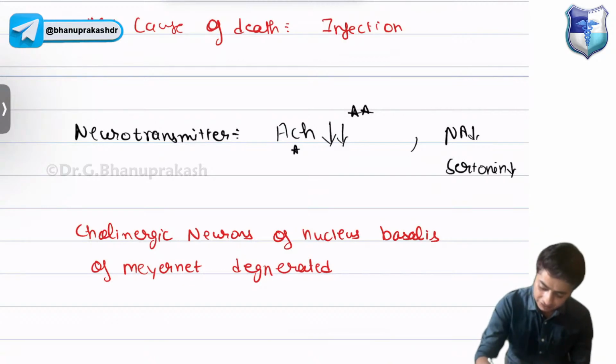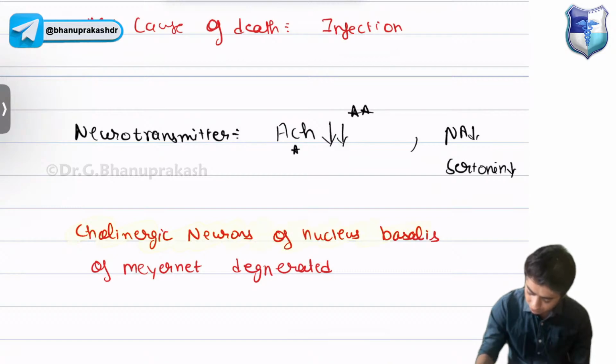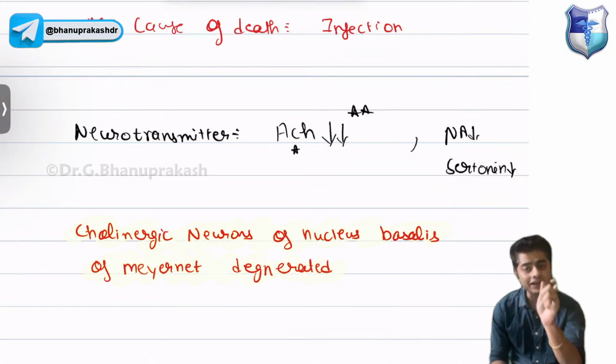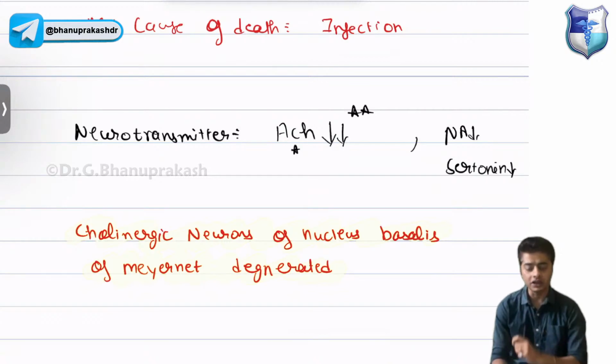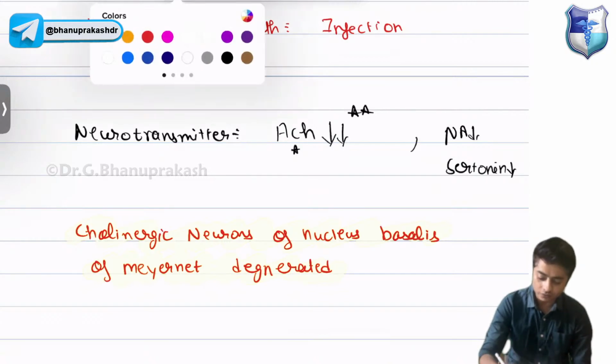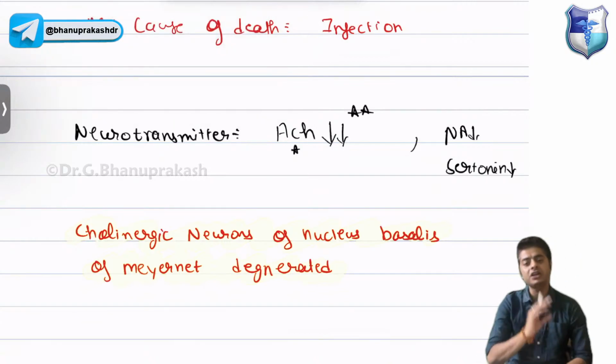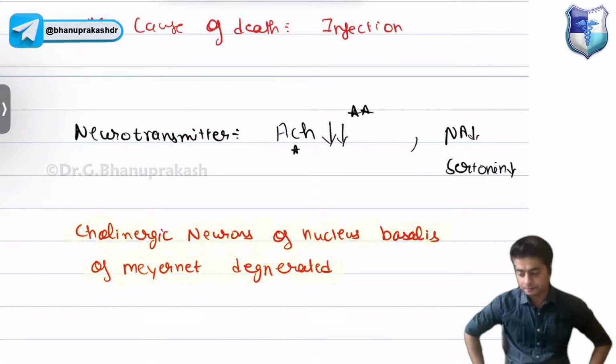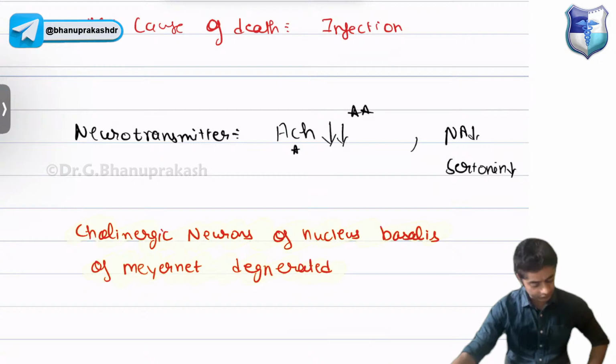So in this patient, cholinergic neurons of the nucleus basalis of Meynert are degenerated, and there is a decrease of acetylcholine, which is the main pathology of this disease. It is the main neurotransmitter affected in Alzheimer disease. Okay, now we will move forward.